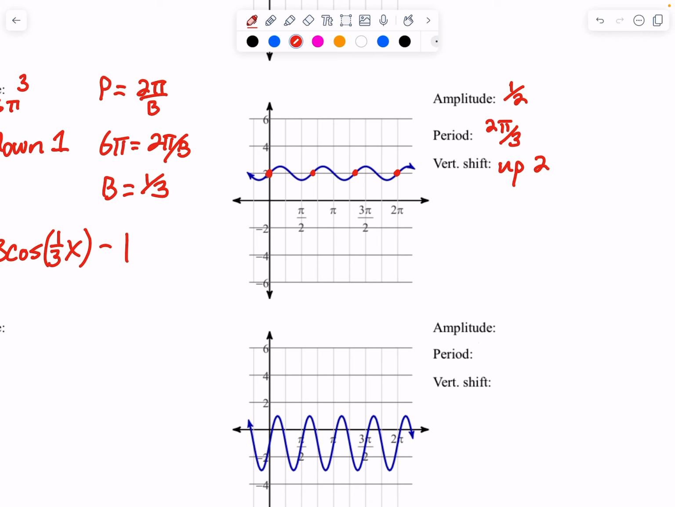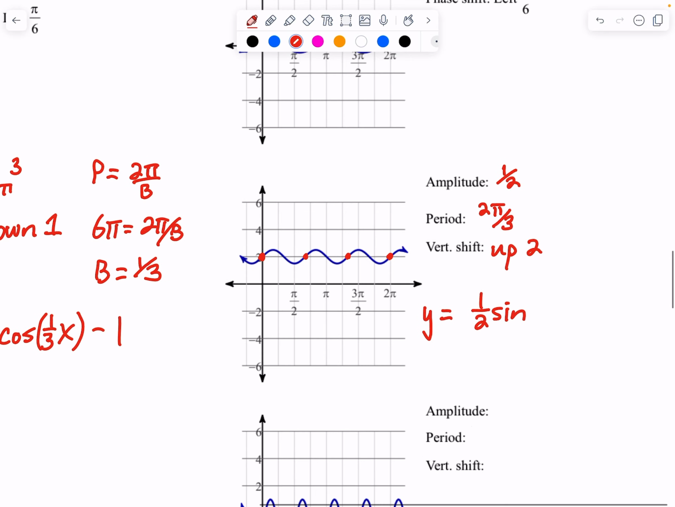I also see that it starts on the midline, so that tells me I would like to use sine. The amplitude is 1/2. It's not negative because it goes up first. Of sine. I have to figure out the period business, so let's do that. Period equals 2 pi over b. So 2 pi over 3 equals 2 pi over b, and we can just use our eyes here. If I want those to match, b better be 3, right? I need 2 pi over 3 equals 2 pi over 3, so b has to be 3.